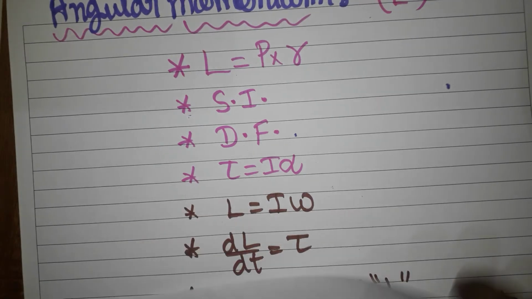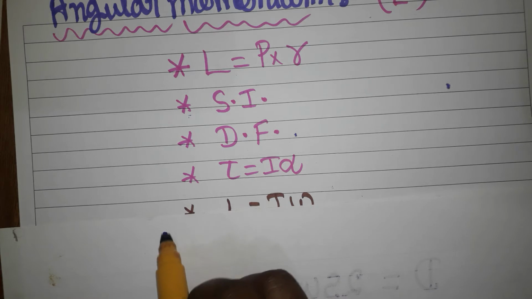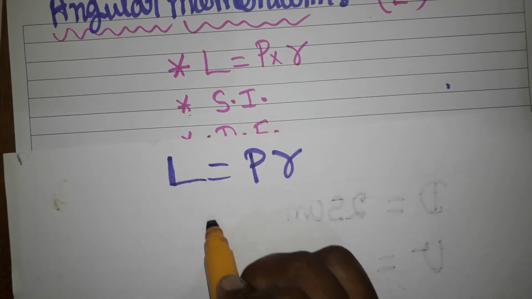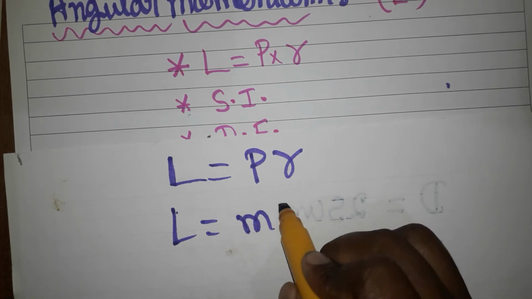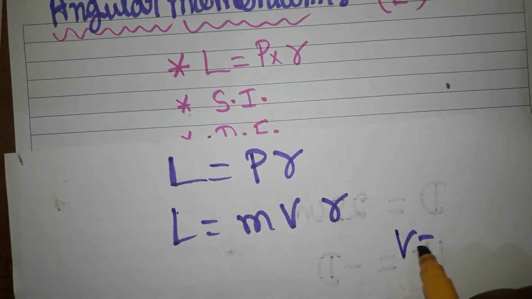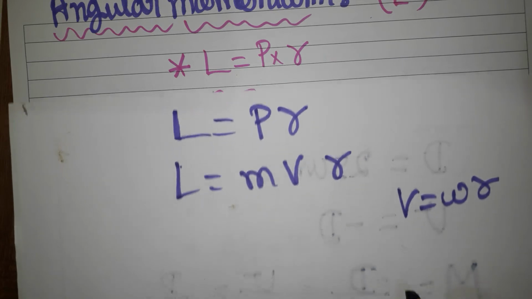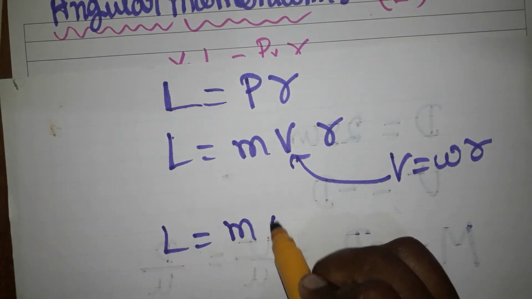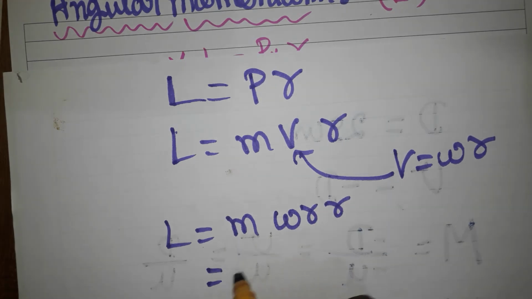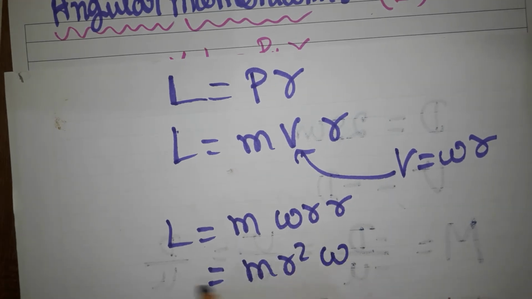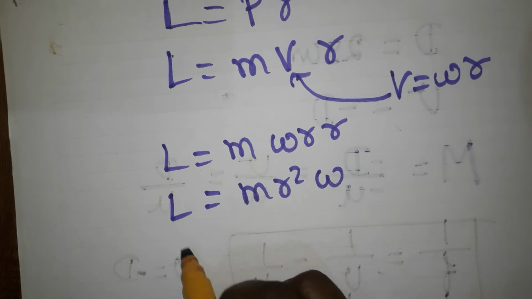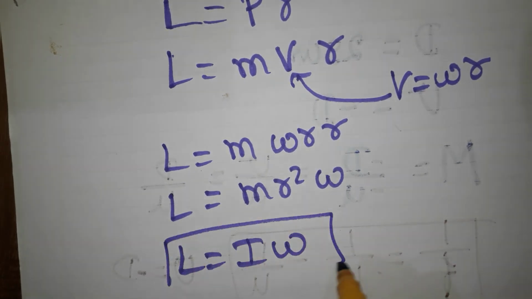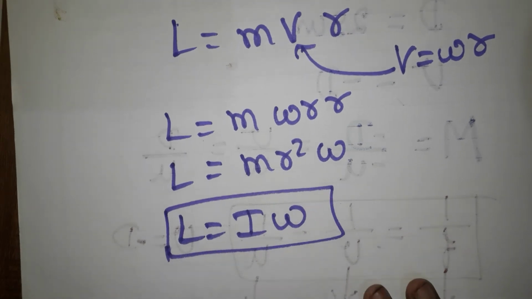Angular momentum L is equal to linear momentum times radius. What is linear momentum? Mass into velocity, into r. V is equal to omega r, as I already told you. Substituting this, L is equal to m omega r into r, so m r square omega is equal to L. So L is inertia times omega. This is the angular momentum I got.